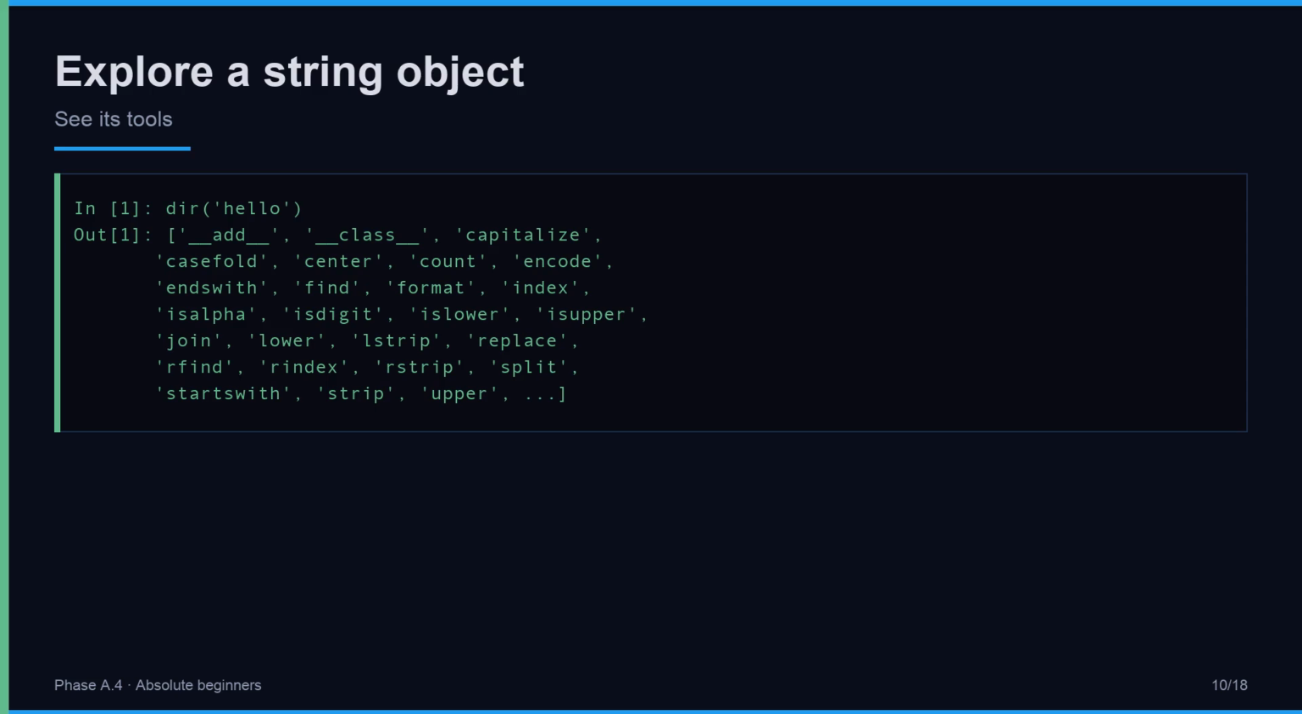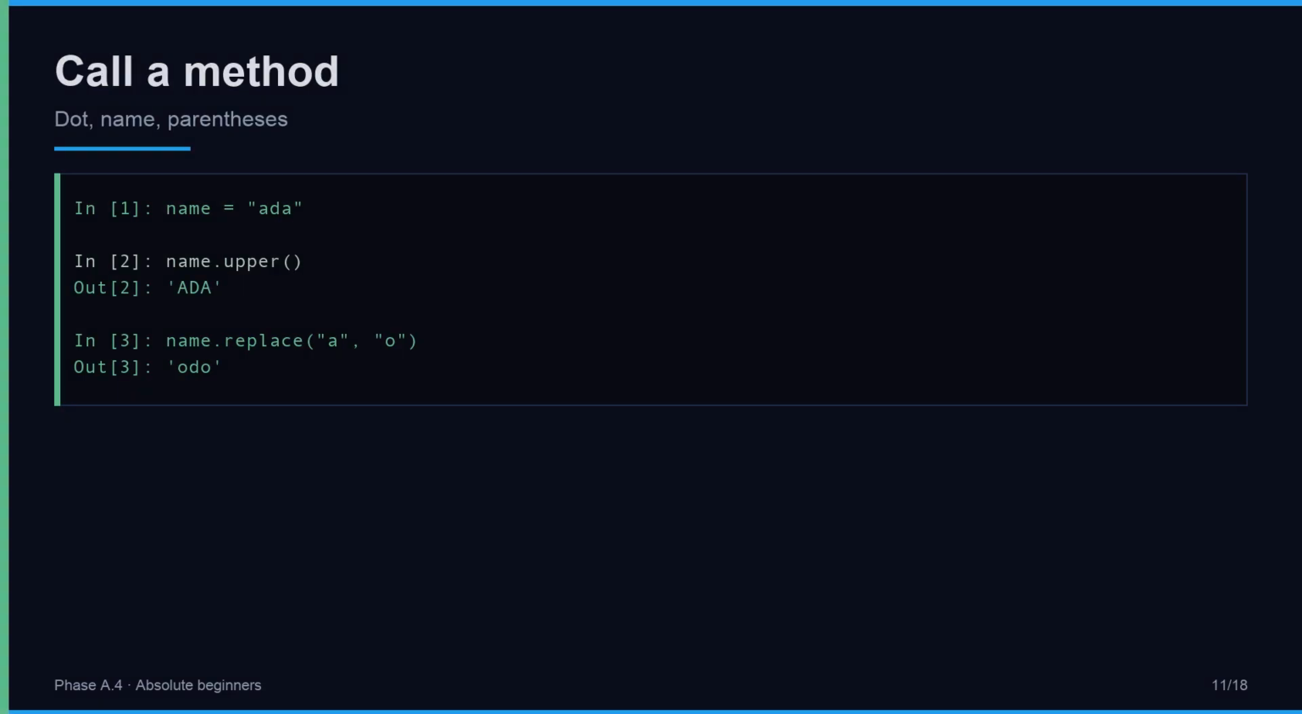A string carries dozens of methods. You do not need to learn them all today, just notice that the object comes with tools attached. Ask what it can do. Assign the string "eta" to a variable called name. Now name.upper() gives back "ETA". name.replace(), with arguments "a" and "o", gives back "oto".